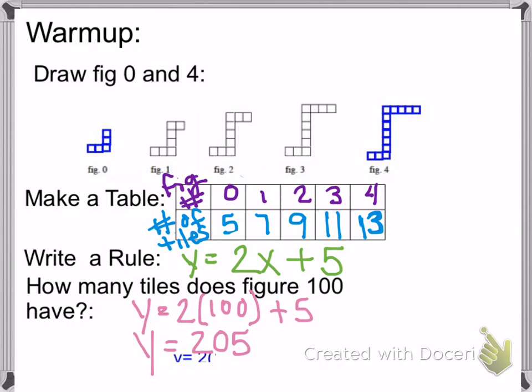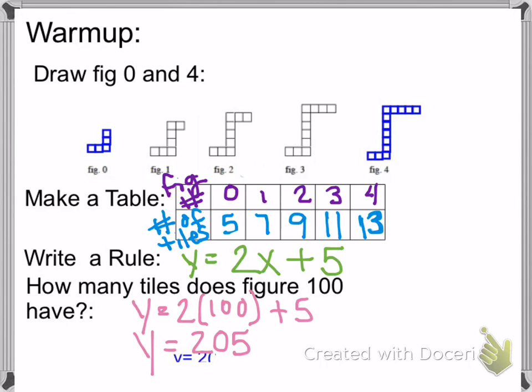How'd you do? Take a look at the answers that you see up on the board. Figure 0 and figure 4 would have the following tile patterns. You'll notice that the number of tiles increase by 2 each time, starting with 5, going to 7, 9, 11, 13. The rule consists of y equals 2x plus 5. And how many tiles does figure 100 have? Well, I would simply take 100 and replace x with it. So now I would have 2 times 100 plus 5, giving me 205 tiles.